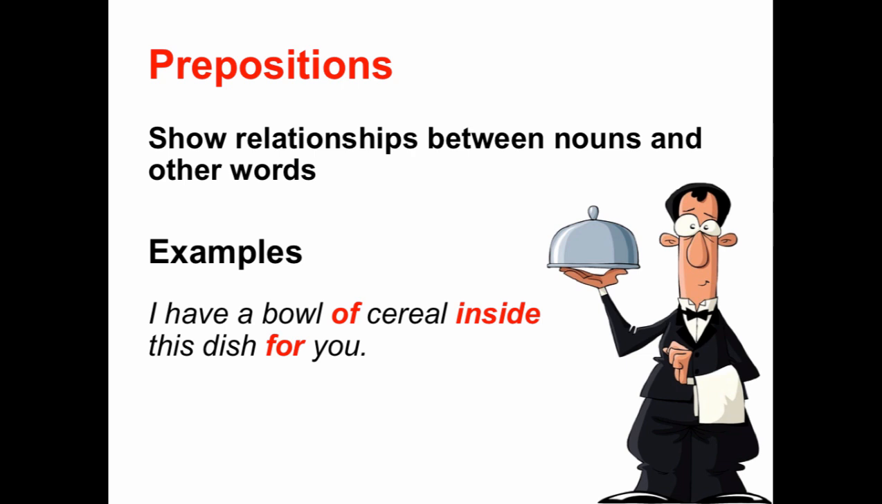The first preposition, of, shows the relationship between the bowl and the cereal. The second preposition, inside, shows the relationship between the cereal and the dish. And the third preposition, for, shows the relationship between the dish and the pronoun you.